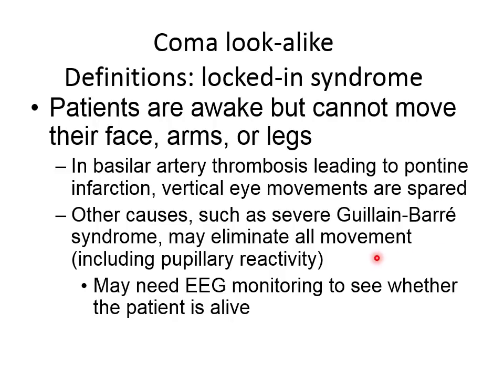You may also see other conditions that look somewhat similar, and that is in a severe Guillain-Barré syndrome, it may eliminate all movements because of involvement of the more peripheral motor neurons. That includes pupillary reactivity. You may need EEG monitoring to see whether the patient is alive. And if that were Guillain-Barré, they might still be able to have a reactive EEG because it was more peripheral nerves and cranial nerves that were involved.